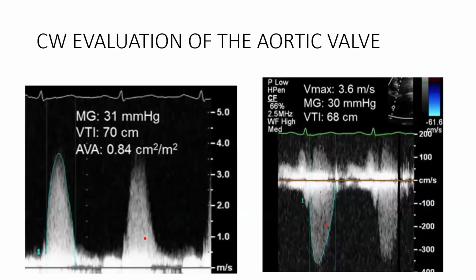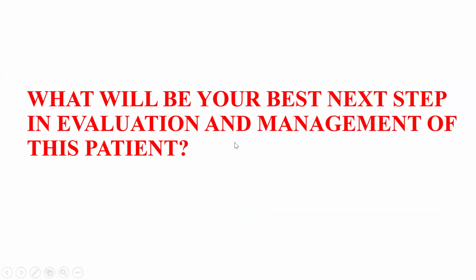But you can still do a dobutamine stress test, and you can do the low dose dobutamine stress test to evaluate the gradient across the aortic valve to ascertain whether indeed you are dealing with a severe aortic stenosis or a pseudo-severe aortic stenosis. Remember that this scenario demonstrates the use of the continuity equation in deriving the aortic valve area. And we all know the limitations of the continuity equation. All right, so we'll go to the next one.